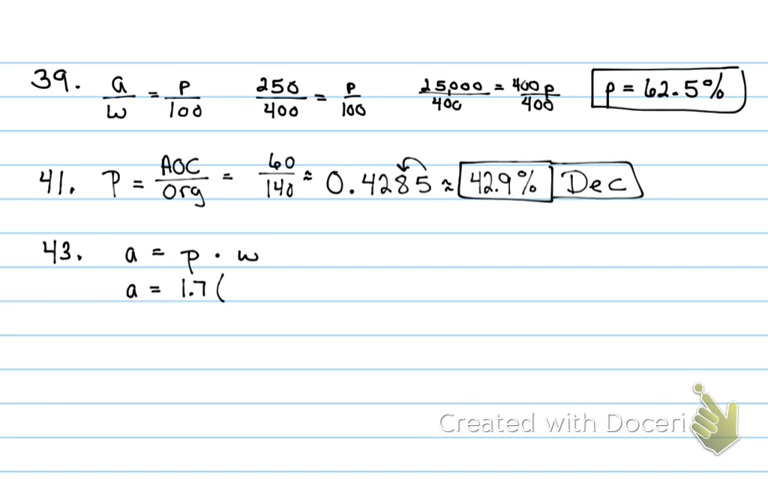A equals, does everybody understand why I plugged in 1.7? Yeah. Because 170% is what I paid, decimal version 1.7, and I paid $297.50. All right? How did you do on that? Okay, because you're going to do one on your own that's due on Friday. Okay? All right, number 46.